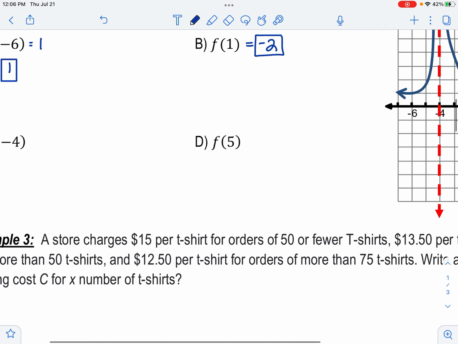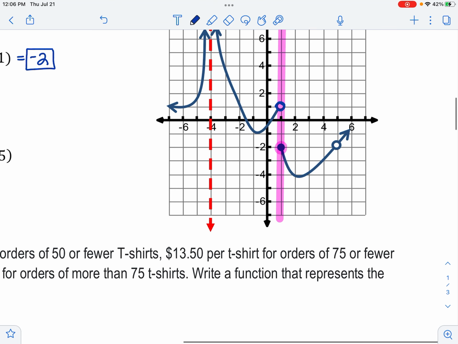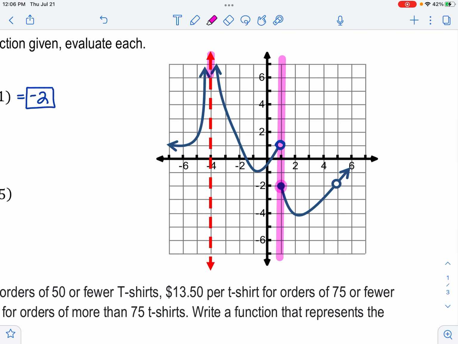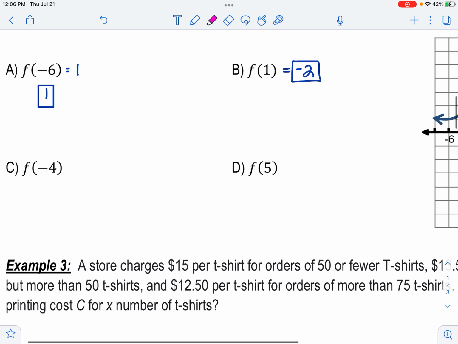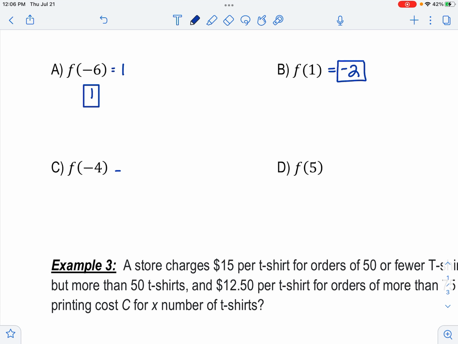All right, next one, f of -4. So when x is -4, what is y? If you look, that's an asymptote. There's nothing there. So since there's no answer, we are going to say that it is undefined at -4 because there are no y values at -4.